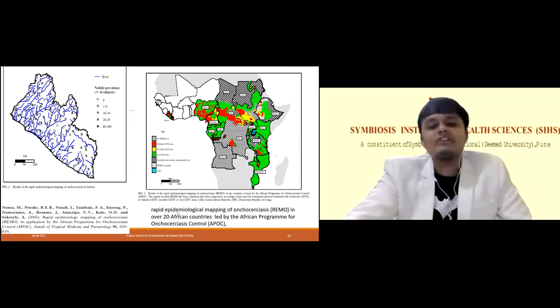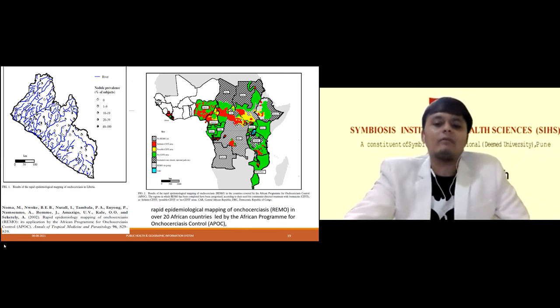So the second map provides information about the regions in which REMO has been completed, categorized according to their need for CDTI. What is CDTI? CDTI is community directed treatment with ivermectin. So they have divided the regions, that is 20 African countries in which the REMO has been completed. So for example, the red color areas, there is a need for definite CDTI, that is community directed treatment with ivermectin. Another one is possible CDTI area, no CDTI area, etc.